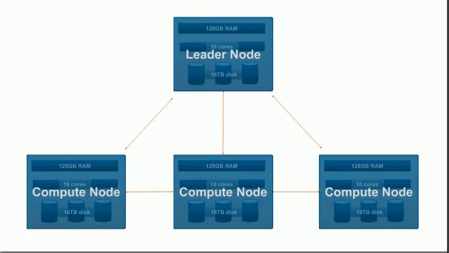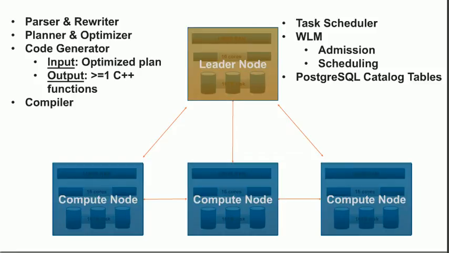Jumping into the components and what makes up these compute and leader nodes, as I mentioned, on the leader node we have the parser. That's where the queries are parsed. That's where we rewrite, and the planner and the optimizer and all that good stuff sits. We also have all the Postgres catalog tables. So if you're used to the PG tables and the Postgres catalog, those actually also sit on the leader node as well.